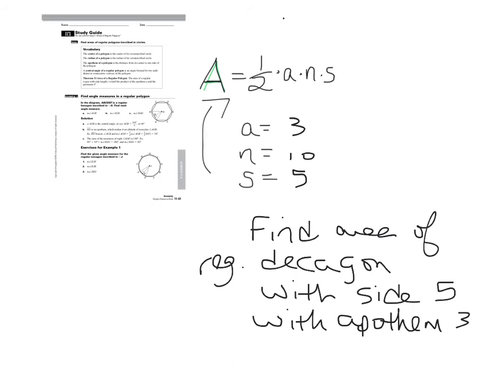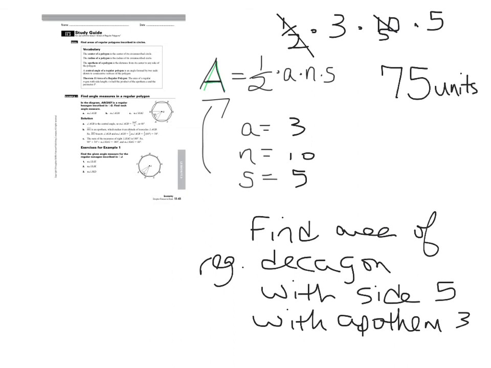All we're going to do is 1/2 times 3 times the number of sides, which is 10, times the side length. So I can simplify if I want. I could divide 10 by 2 and make it 5. And then 3 times 5 times 5 is 75 units squared. And that would be the area of that decagon. So it's that basic, if they give you all three things.